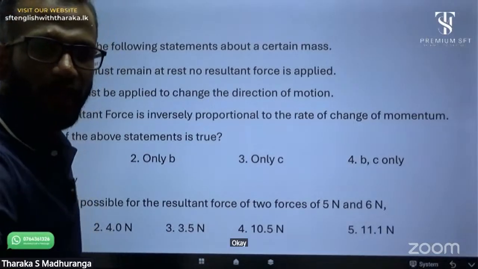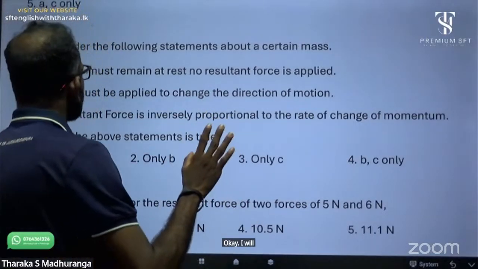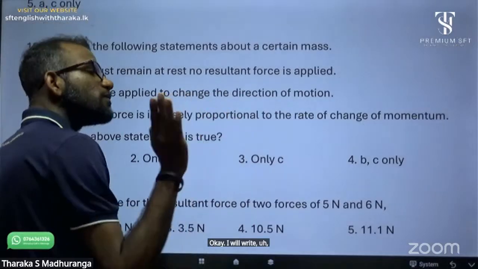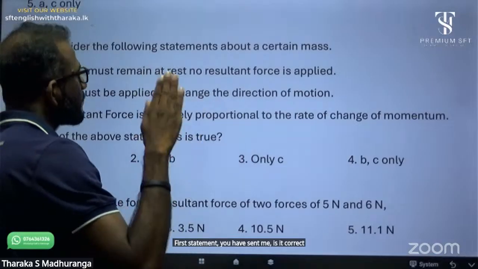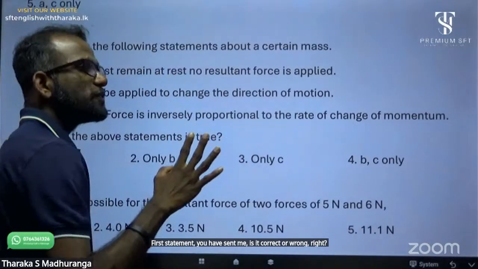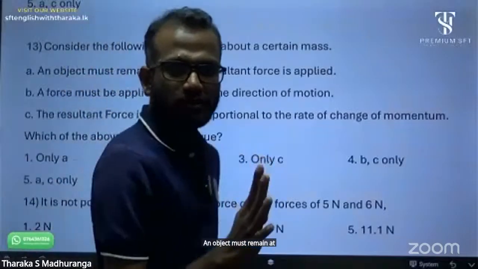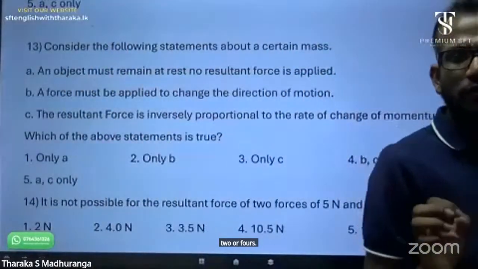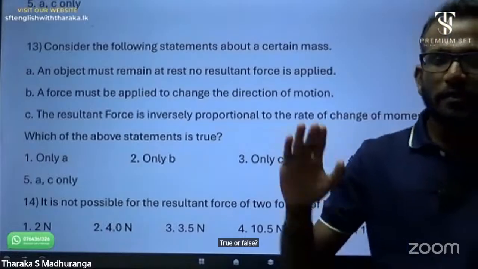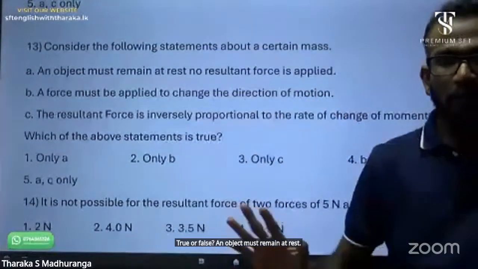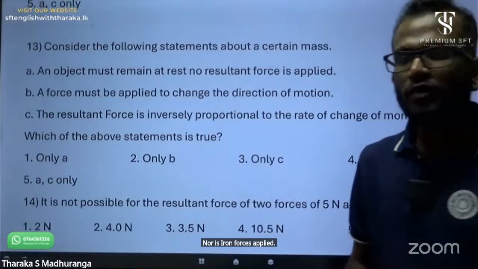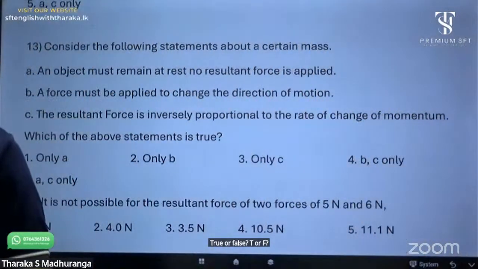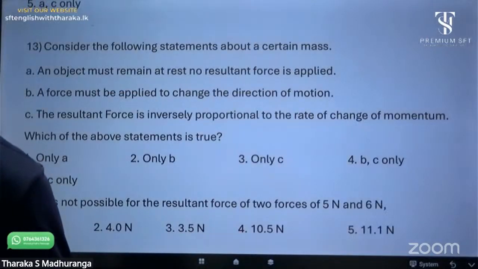Okay. I will read the first statement. You have to send me, is it correct or wrong, right? An object must remain at rest if no resultant force is applied. True or false? True or false?